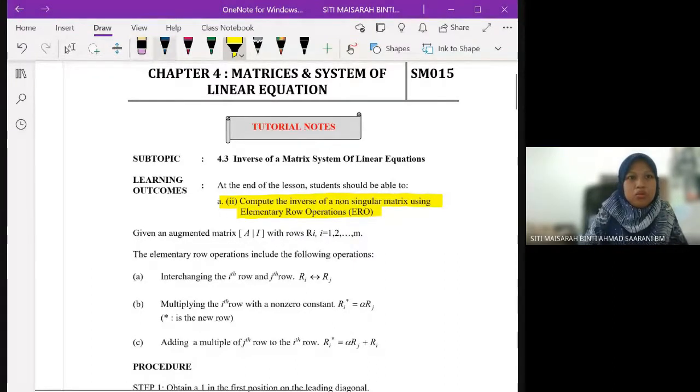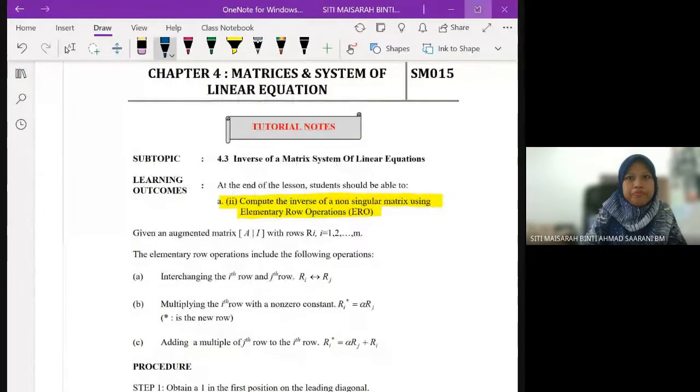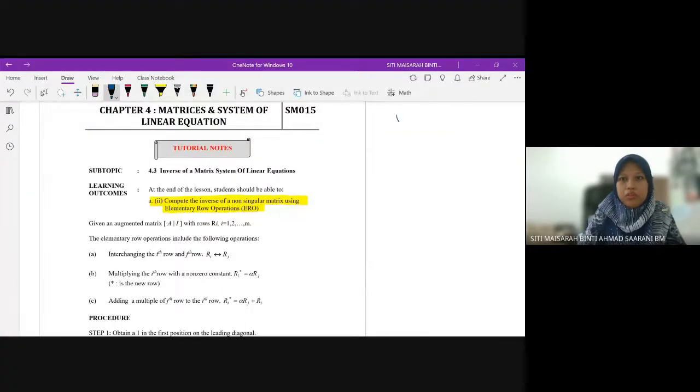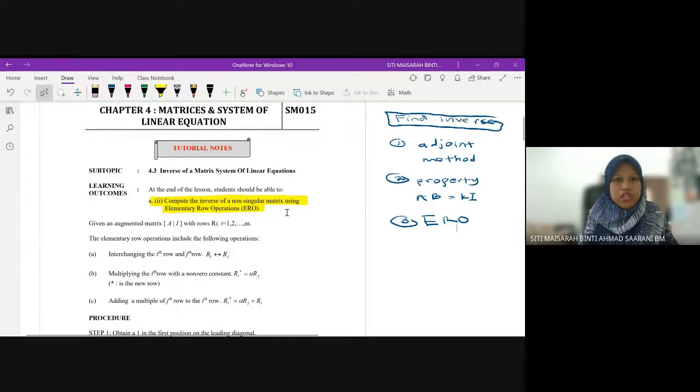So for inverse, for finding the inverse, you have three methods. The first one is the adjoint method. The second one is using the property AB is equal to kI. And then another one is elementary row operation. We call it ERO. So for this part, we are going to discuss elementary row operation.